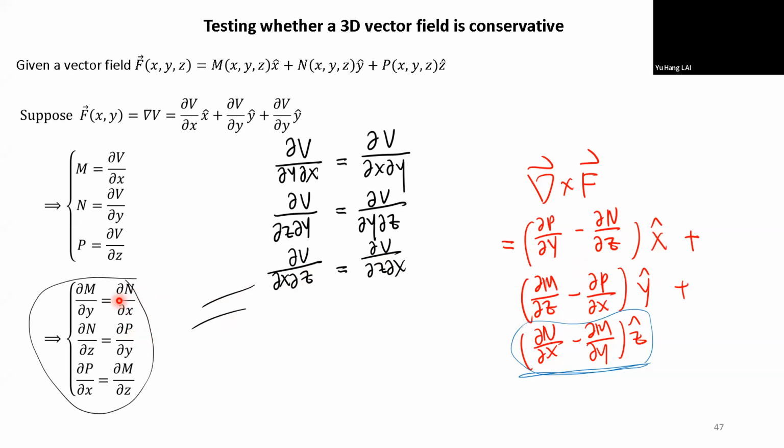if this one is 0 and this one is 0, if they are all 0, that's corresponding to all the components for the circulation density to be 0. And that will give you the conservative field in 3 dimensions. So again, I'll go through this curl of F in detail later.